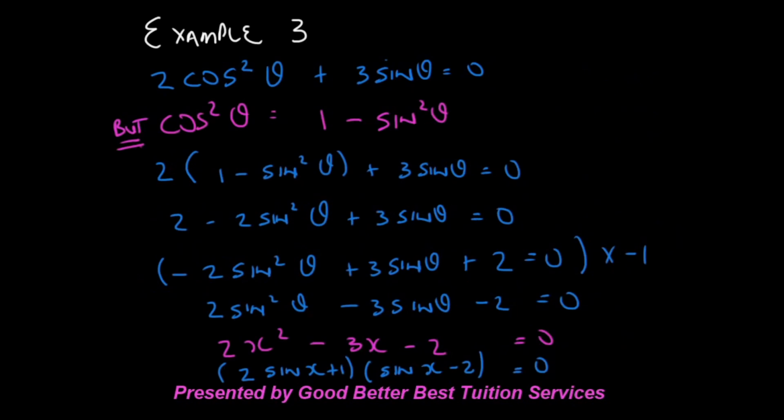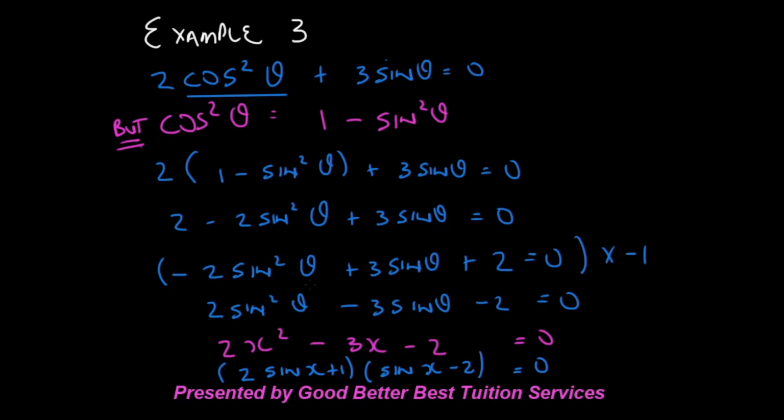Let's look at our third example. We have 2 cos squared theta plus 3 sine theta is equal to 0. But you know that cos squared theta is equal to 1 minus sine squared theta. That's from identities. And so what we are going to do is replace this cos squared theta with 1 minus sine squared theta. And what does that give us? It gives us 2 minus 2 sine squared theta plus 3 sine theta is equal to 0.